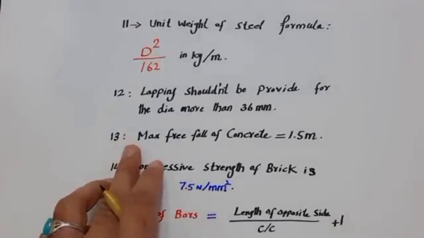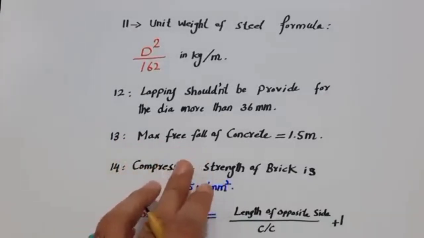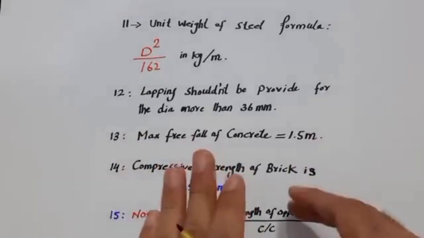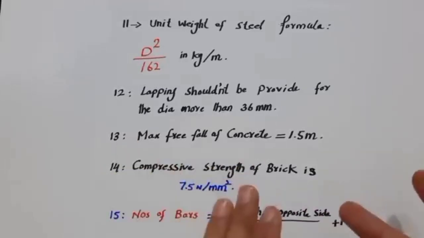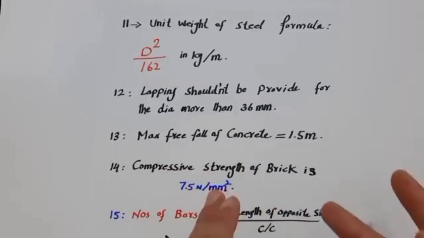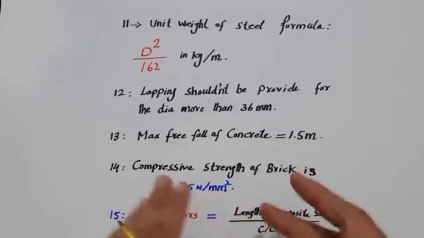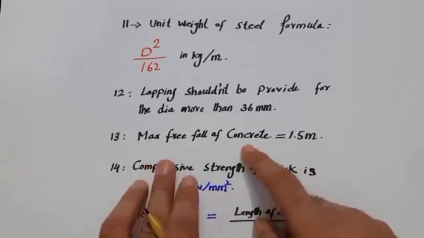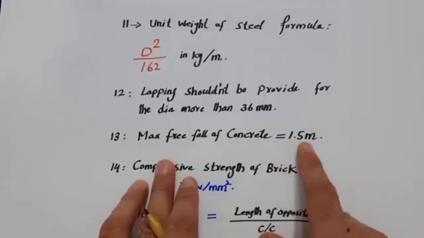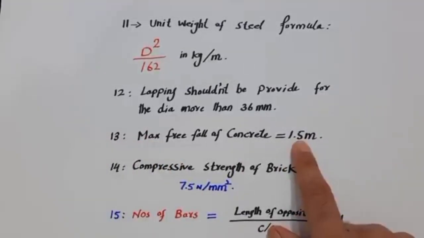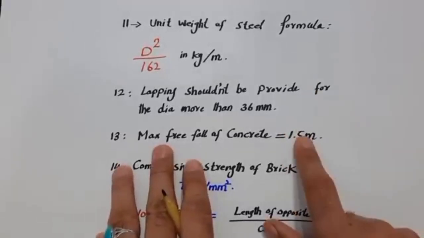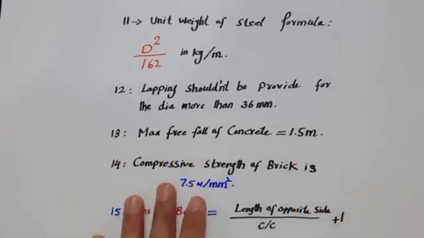Guys, the 13th one is max free fall of concrete. When we are pouring concrete in a slab or any RCC member, the concrete height should not be more than 1.5 meters. So max free fall should not be more than 1.5 meter. Otherwise, it will cause bleeding, segregation, etc., and you will face problems.